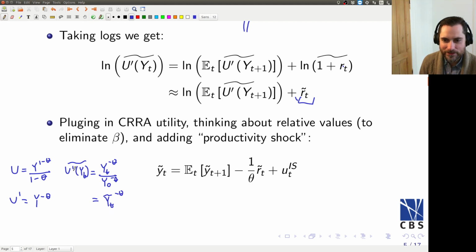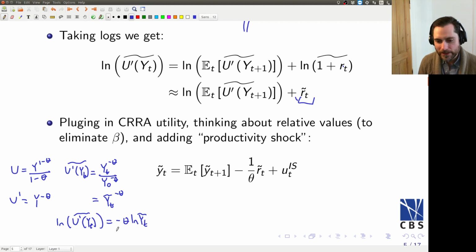All right, so then let's take the log of this thing. See, we're getting very close here. Let's take the log of that. So the log now of u prime of y_t tilde is going to be equal to negative theta log y_t tilde. All right, and then let's just define log y_t tilde as just tilde little y, okay?